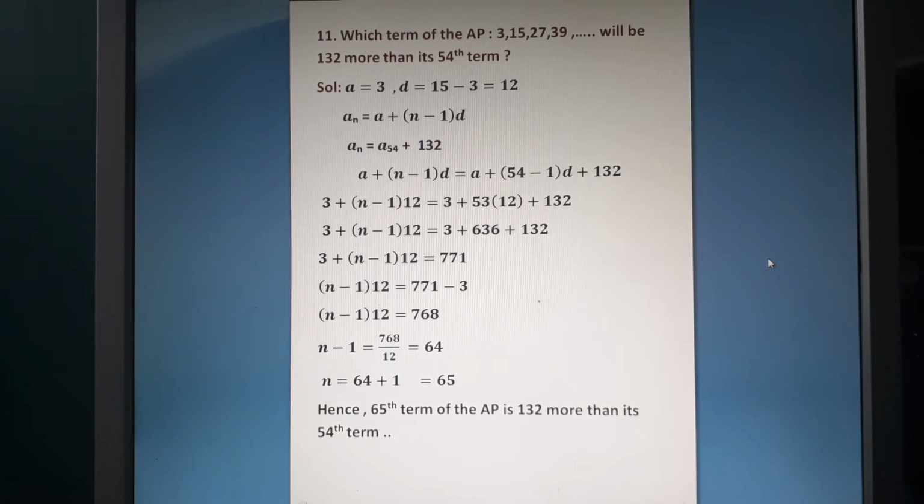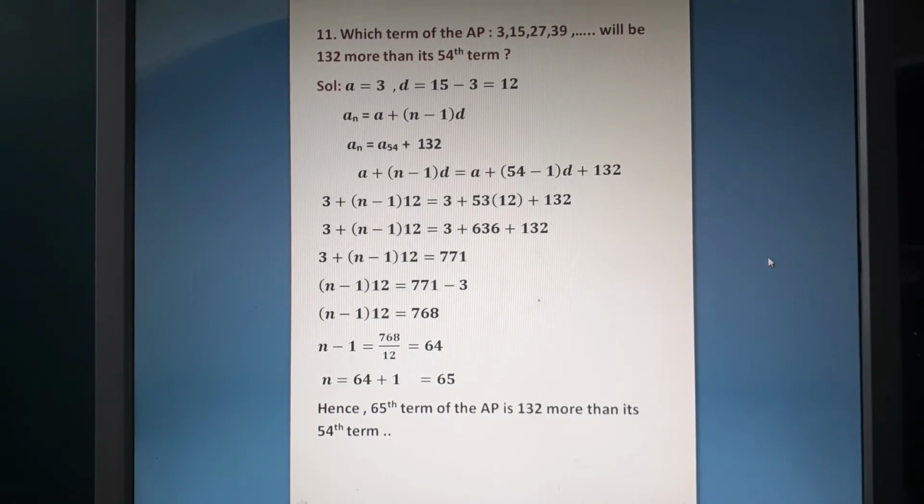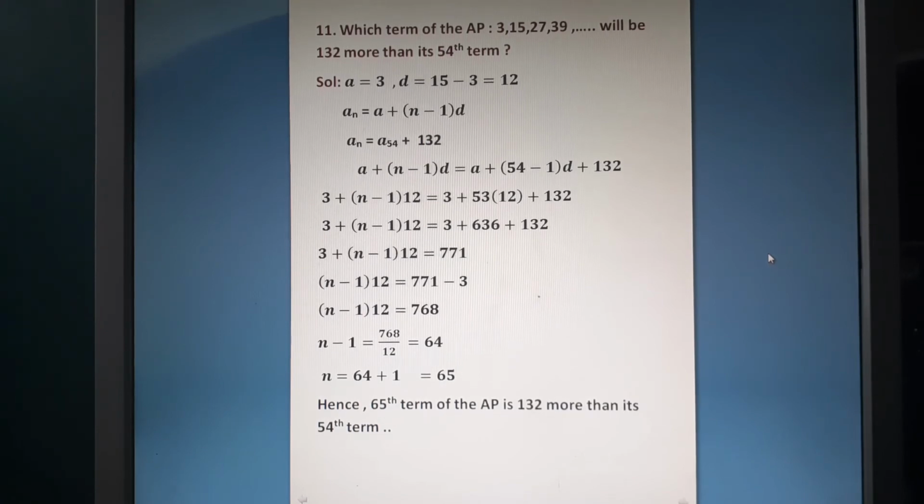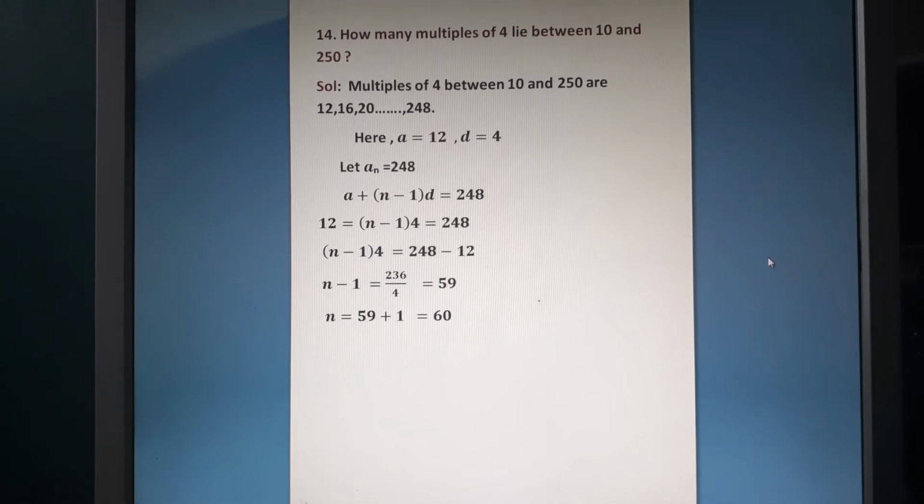N minus 1 is equal to 768 divided by 12, that is equal to 64. N is equal to 64 plus 1 is equal to 65. Hence, the 65th term of the AP is 132 more than its 54th term.